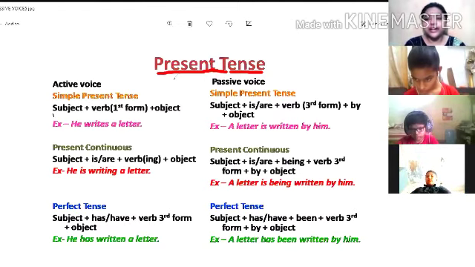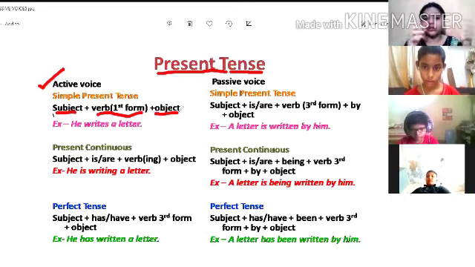So the present tense. In present tense, if the sentence is given in active voice, you already know the structure. What do we write? We write subject, then verb in the first form, and then object. Again, I would like to revise with you that when the subject in the simple present tense is in singular form, we simply add an s or es to the verb. I hope that this much you must be knowing. We're not getting into the detail of it.